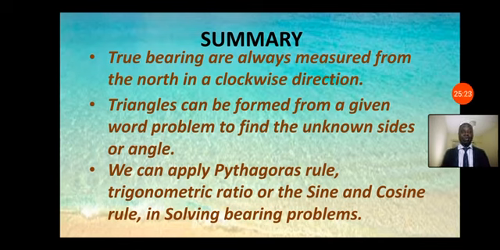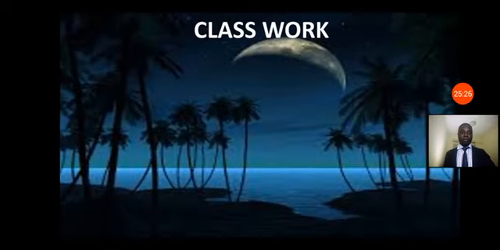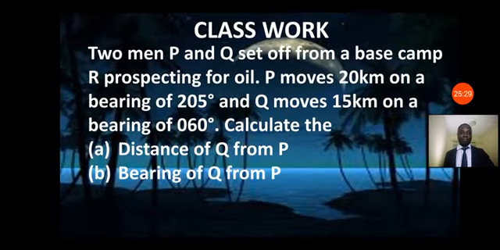But before I leave, I will always leave you with a question. So, let me have this. Classwork. Two men, P and Q, set off from a base camp R prospecting for oil. Now, P moves 20 kilometers on a bearing of 205 degrees, and Q, on the other hand, had to move 15 kilometers on a bearing of 060 degrees. Now, calculate the distance of Q from P. And the second part says, calculate the bearing of Q from P.